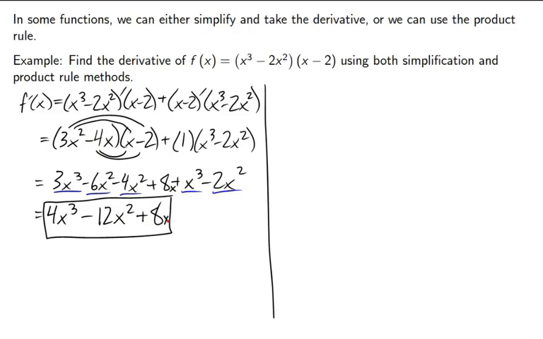Let's try it from simplification. We'll have to FOIL immediately. We get x to the fourth minus 2x cubed minus 2x cubed and plus 4x squared.